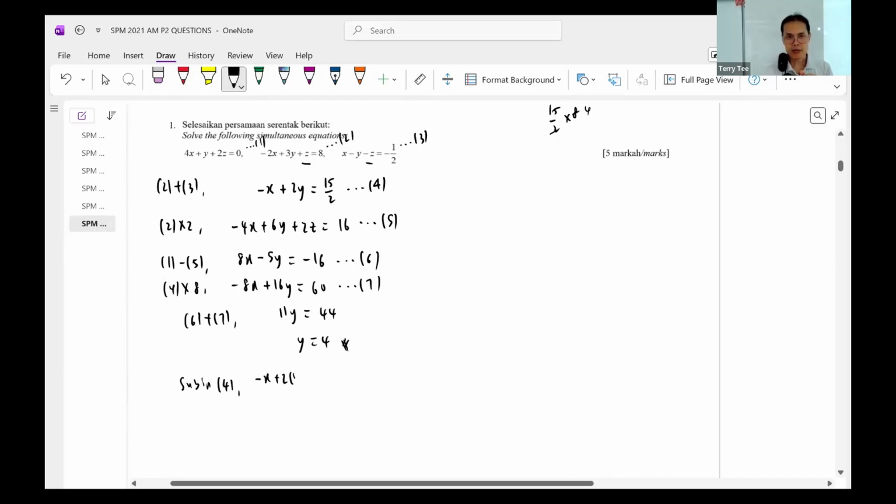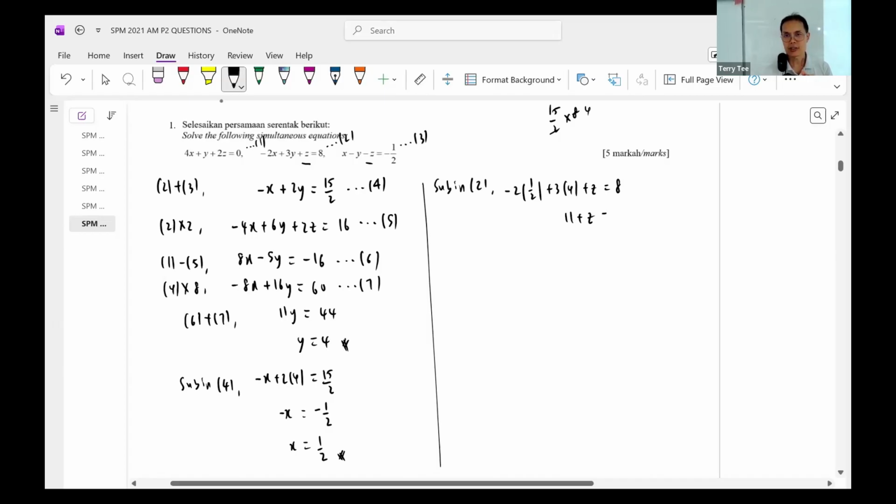Your y is 4. 15 over 2, this is 8, right? So 8 I bring over. 15 over 2 minus 8. 7.5 minus 8 is negative 1 over 2. Correct? What's your x? X is just half. So I've got my x, I got my y. I need to find my z. I just sub inside any equation. Maybe we take equation number 2. Your x is half. Your y is 4. I find my z. This is 12 minus 1, which is 11. Your z is 8 minus 11, negative 3.